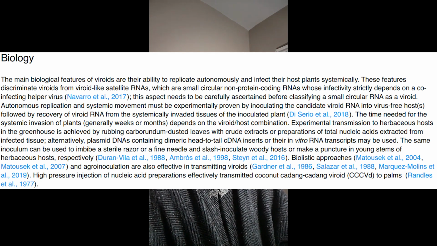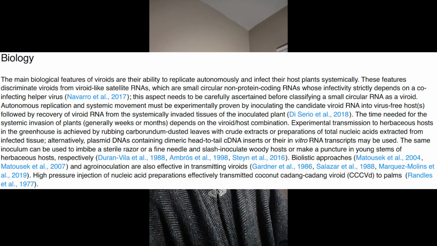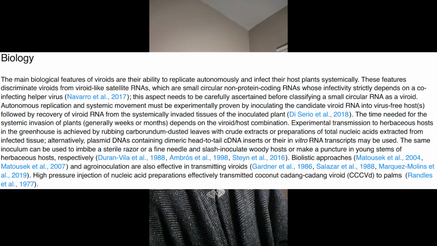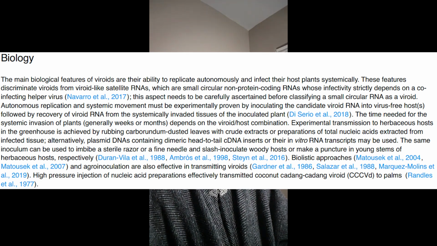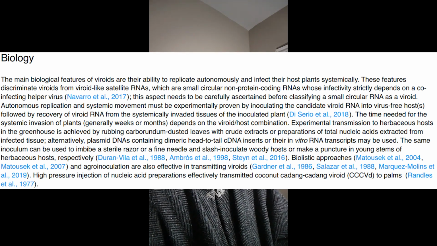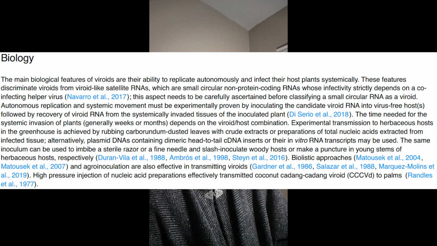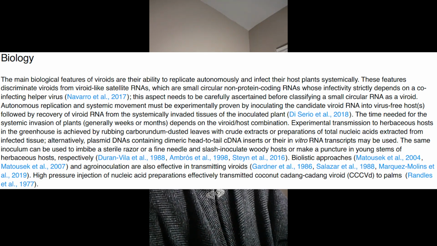Where was I? Yeah. So autonomous replication and systemic movement must be experimentally proven by inoculating the candidate viroid RNA into virus-free hosts, followed by recovery of viroid RNA from the systemically invaded tissues of the inoculated plant. And that's what I just described there. That's one way to do that. The time needed for the systemic invasion of plants, generally weeks or months, depends on the viroid-host combination.